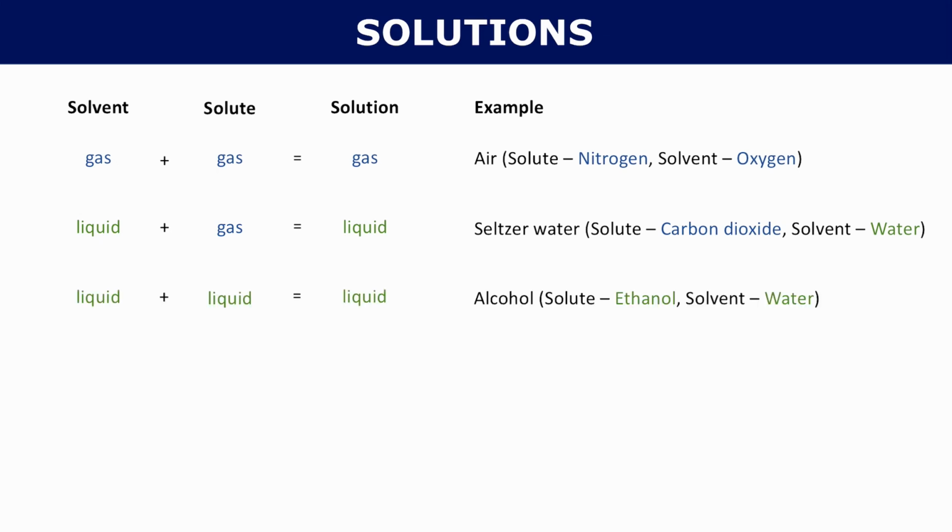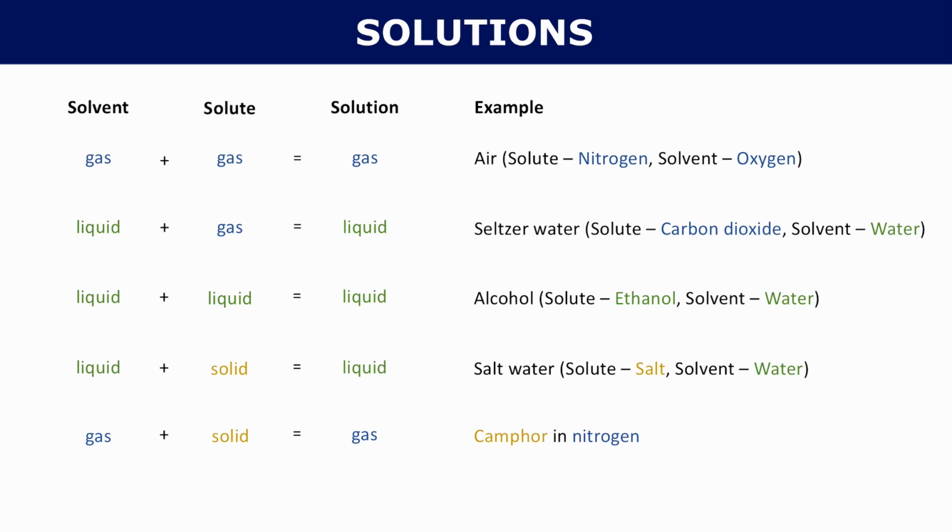Another one would be liquid and liquid producing a liquid, something like alcohol with ethanol dissolved in water. Liquid and a solid producing a liquid, something like salt water where the solute is the salt and the solvent is the water. And this is a kind of weird one. If you have a gas and a solid, the solution is going to be a gas. An example is camphor in nitrogen.